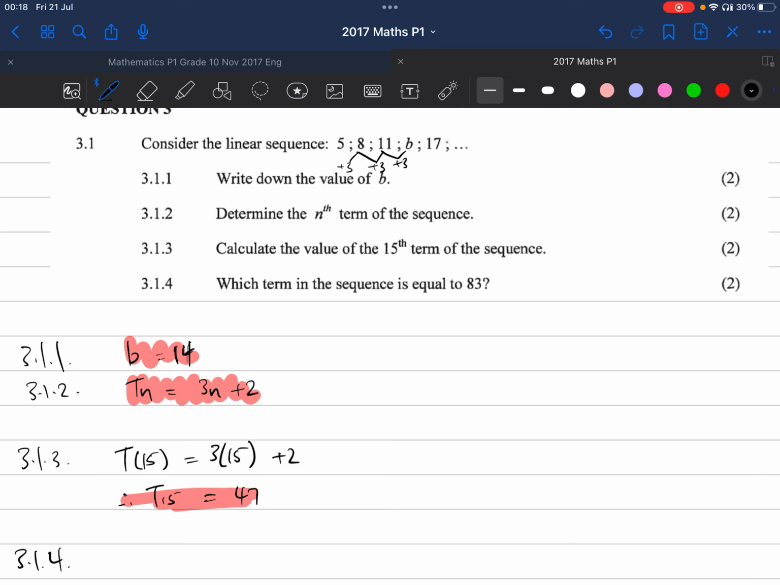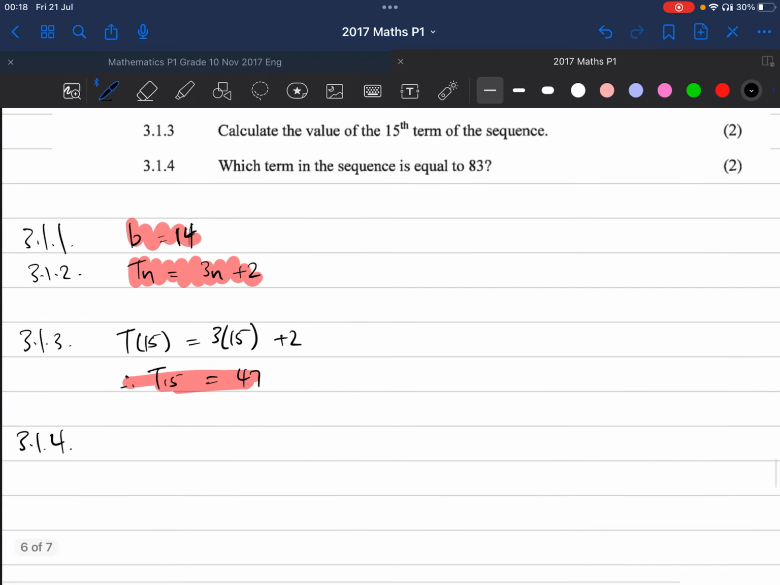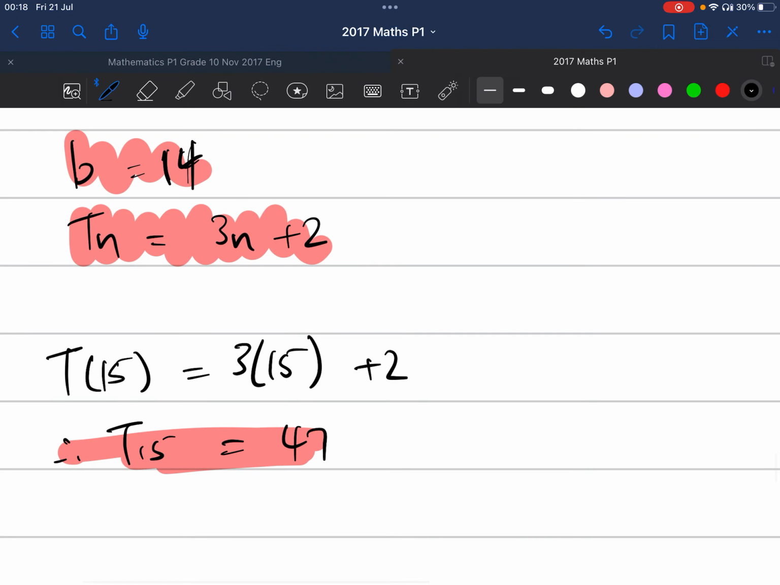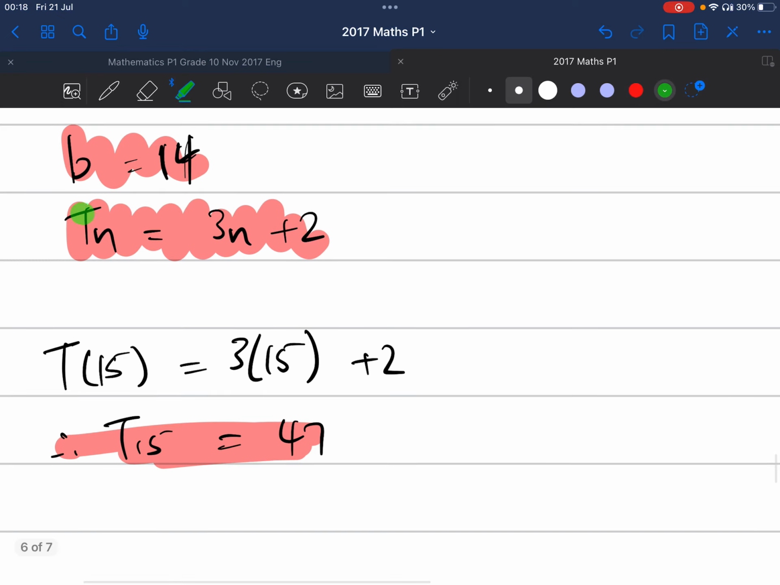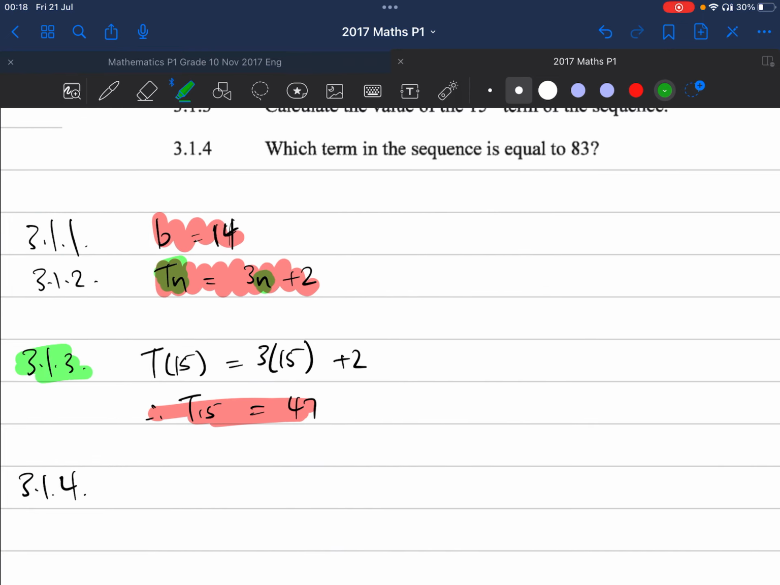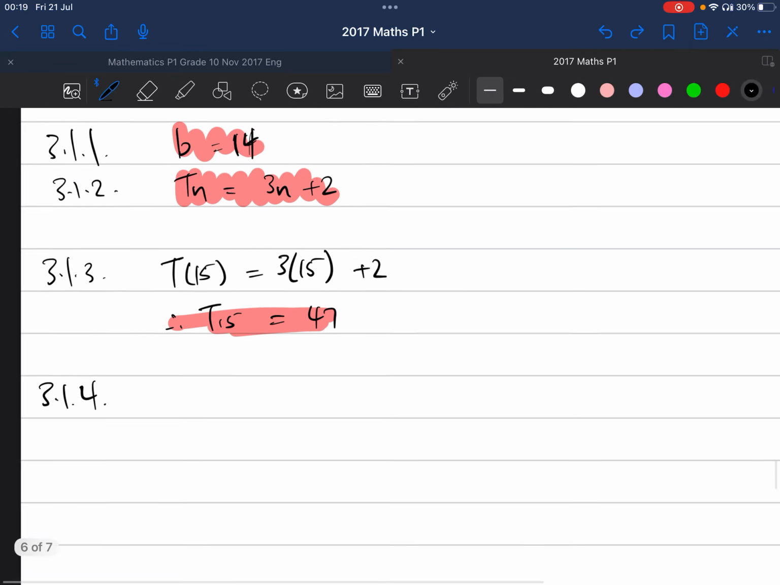3.1.4 now. Which term in the sequence is equal to 83? So now if you look at this formula we have, essentially at any point in time we have two unknowns. So you have the value of the term and also which term it is. Okay, so in 3.1.3 we were given the n value, and our goal is to solve for the Tn value, right? T15, that's what we're trying to get to. Now in this case it's inverted. We're given what the answer is.